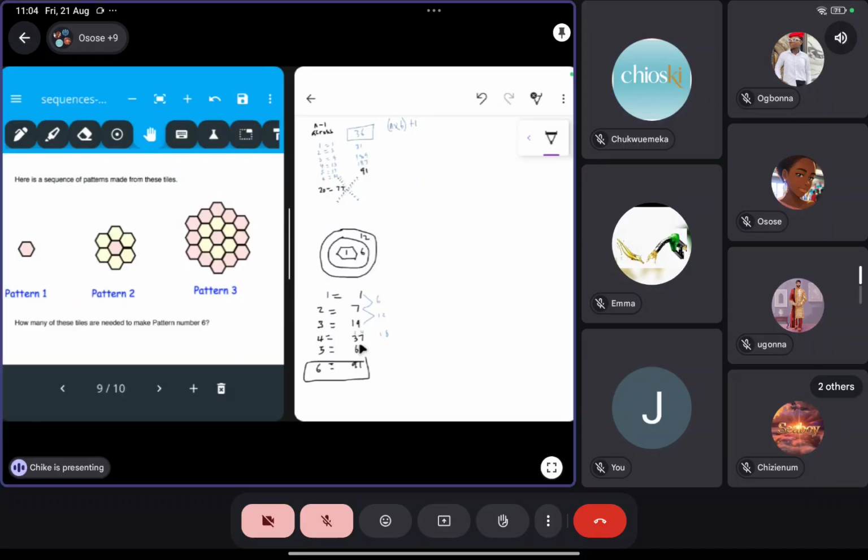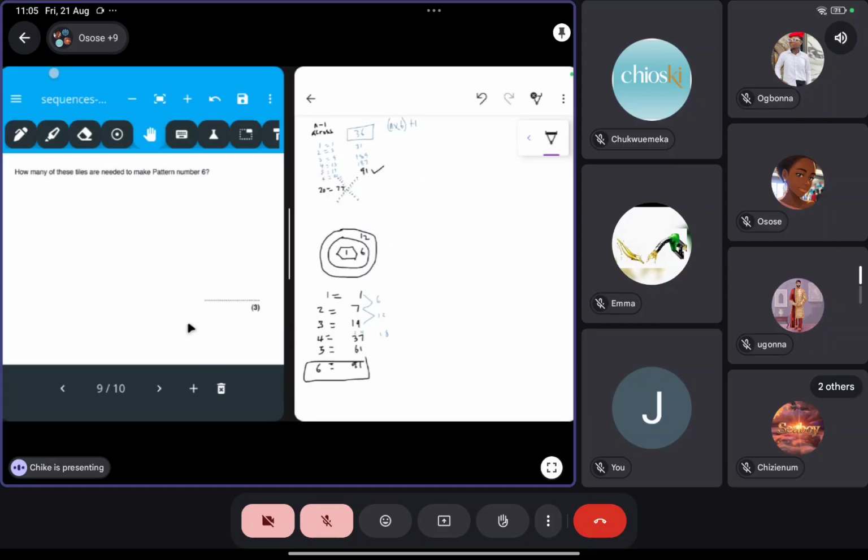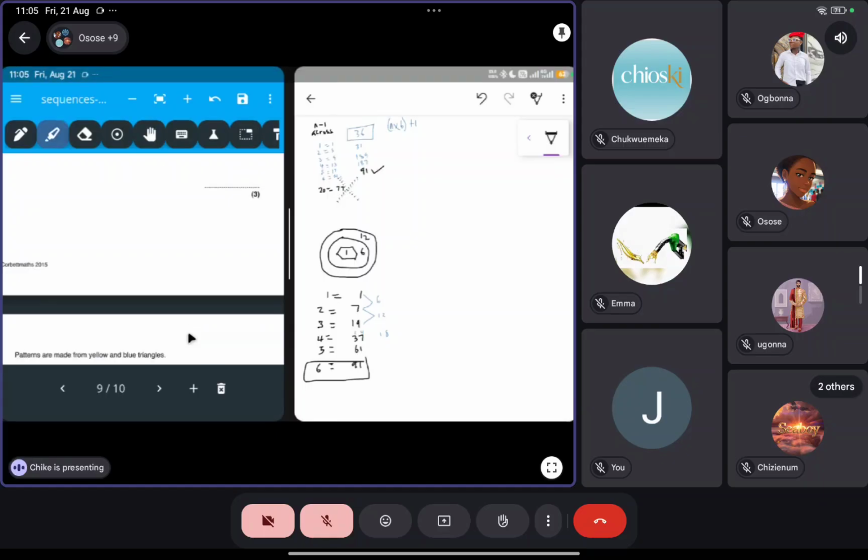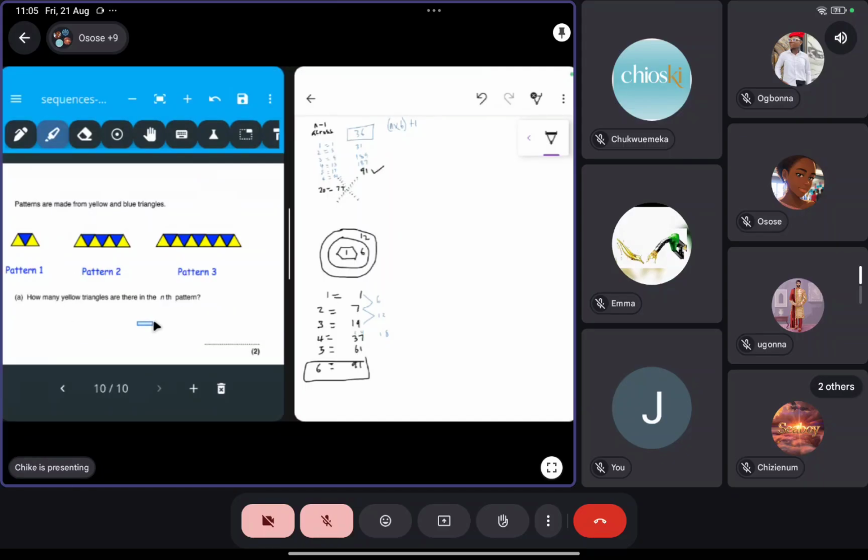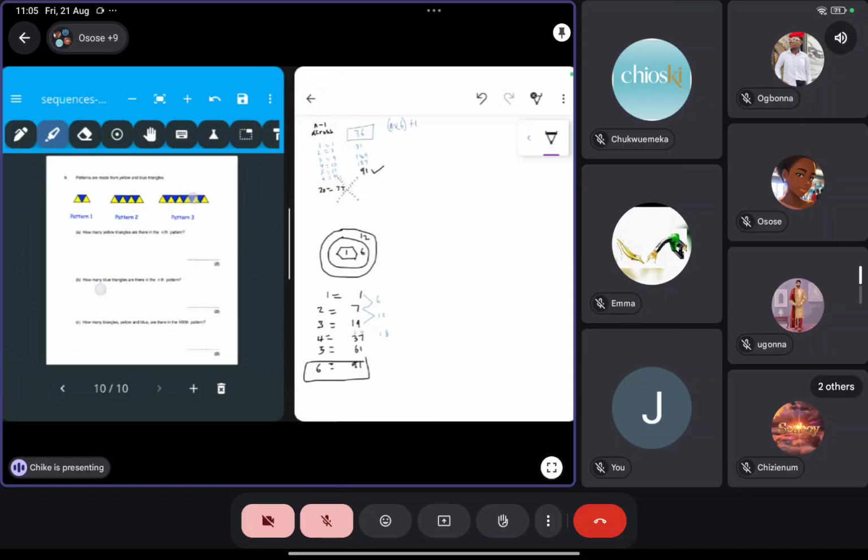Well, I can't find any other pattern, but anyways, this rule works. So we adopt it. So the number of tiles needed to make pattern 6 is actually 91. So that means choosing one was correct. Let's take one more. After 11, supposed to round off. So let's take one more. After this one, we end the class.